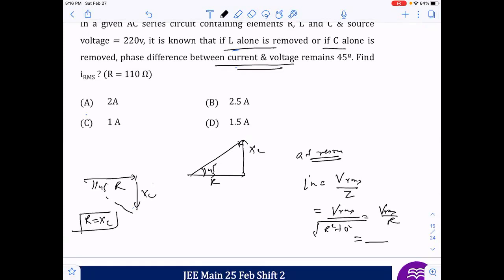They have given the value of resistance 110 and voltage 220. And current will be 2 ampere. This is the RMS value of the current.